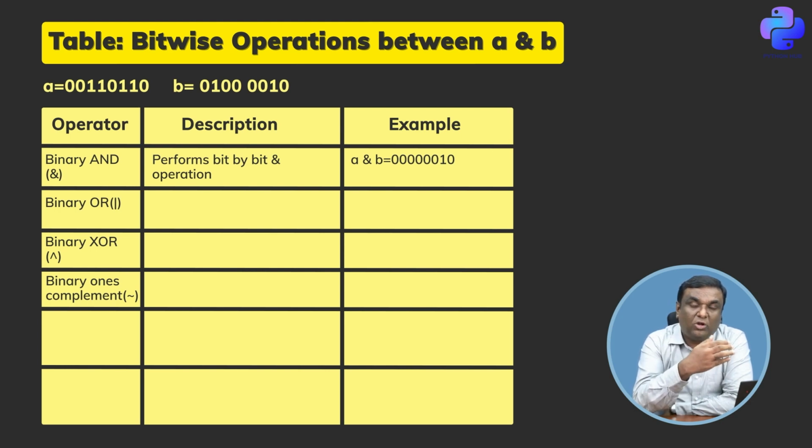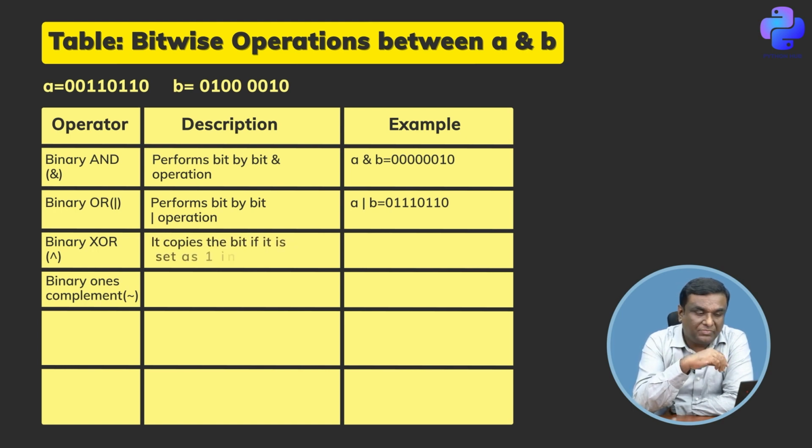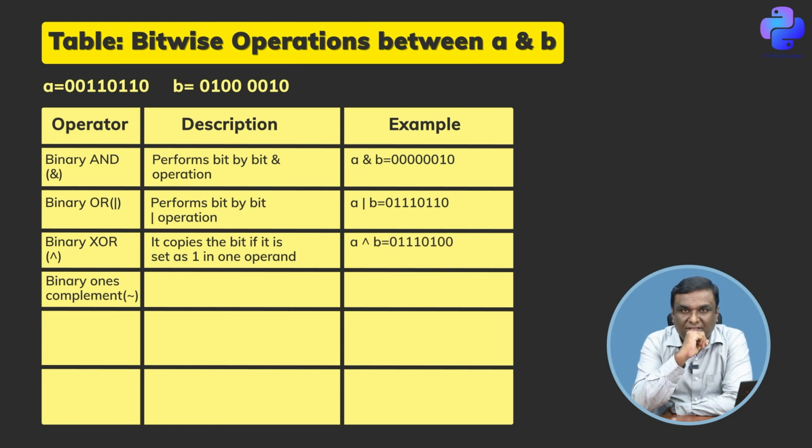In the same way, you can also perform the OR operation or the exclusive OR, that is the XOR operation. When we say XOR, it talks about copying the bit if it is set as 1 in one operand. So that's how the XOR operation works. It is usually represented with the help of the caret symbol.